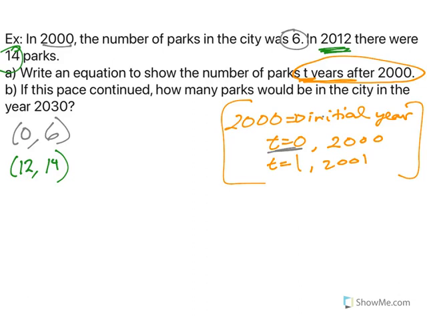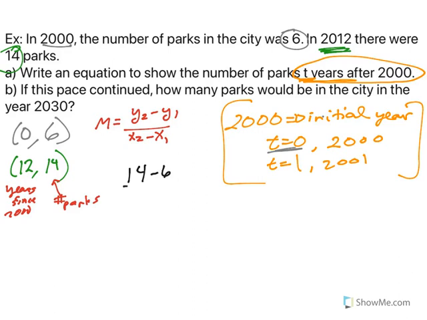If you recall, we know that slope is y2 minus y1 over x2 minus x1. It's the change in the y values over the change in the x values, where x's are my years since 2000, and my y values are the number of parks. Okay, so I can solve this. So let's do it. We've got 14 minus 6 over 12 minus 0. So that gives me 8 over 12, which reduces to 2/3.